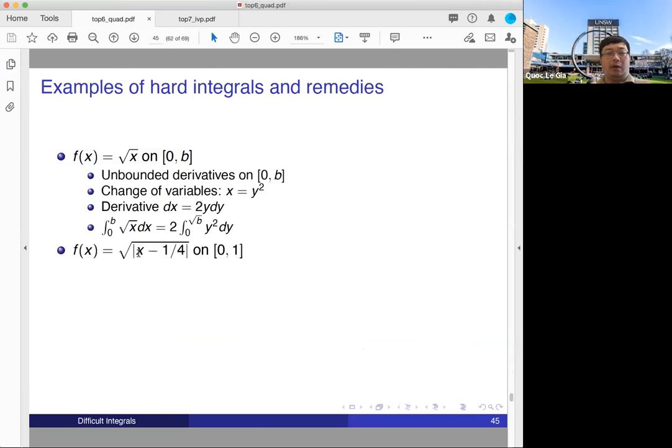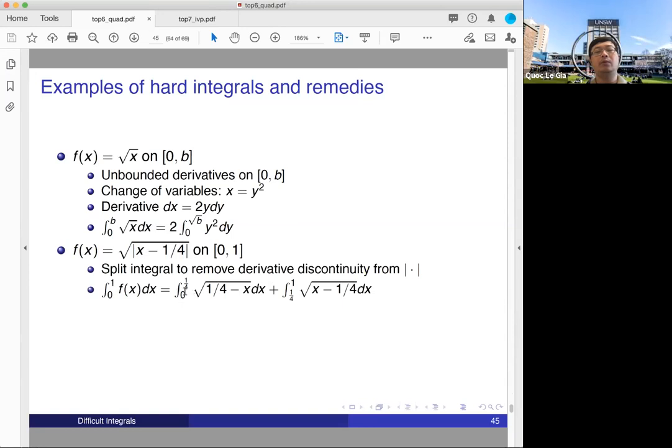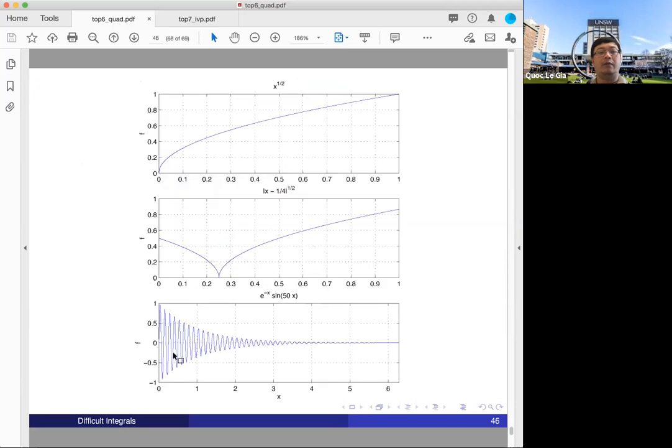Or sometimes you have an integrand like this. If you plot it, you will see there's a cusp at 1/4, so it is not differentiable at 1/4. Then you have to split the integral into two separate integrals, and it will be okay. But now you have a square root as well, so be careful, you have to transform the square root into y squared like this. Or you can have an oscillating integral, highly oscillating, sine 50x, going up and down very quickly. Then, as you see in the plot, you have to use a lot of subintervals. So this is the first integrand, the second integrand, the third one.